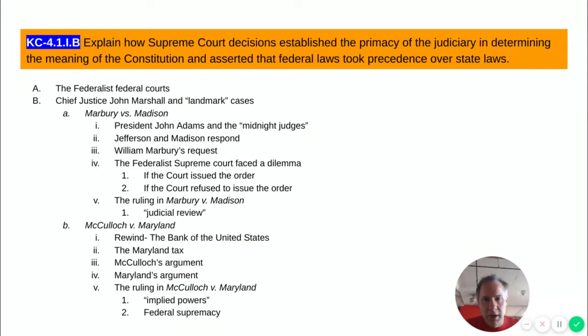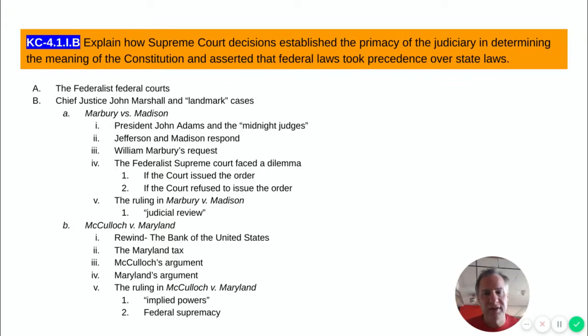So John Marshall, who was Chief Justice, and the rest of the Federalists on the court faced a dilemma. If they issued the court order telling Madison to deliver that paperwork, Jefferson and Madison flat out said they were going to ignore it, and the court would have no way to enforce their decision, and they would be humiliated and look powerless in front of the entire country. However, if the court refused to issue the order, then it would look like the Federalists were backing down to Jefferson and the Republicans. And again, they would be embarrassed and look powerless.